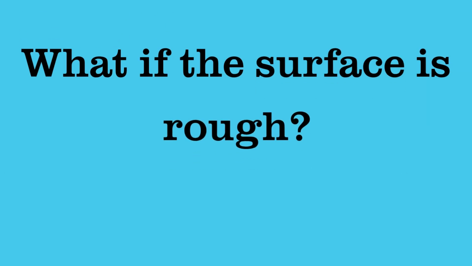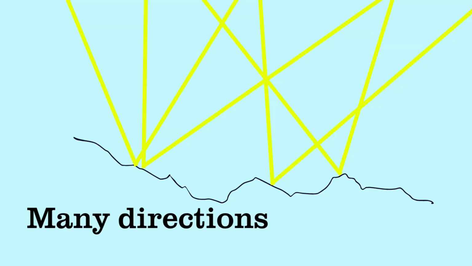But what if the surface is rough? The laws still apply. But since the surface tilts at many angles, light reflects in many directions. That's why rough surfaces look matte.